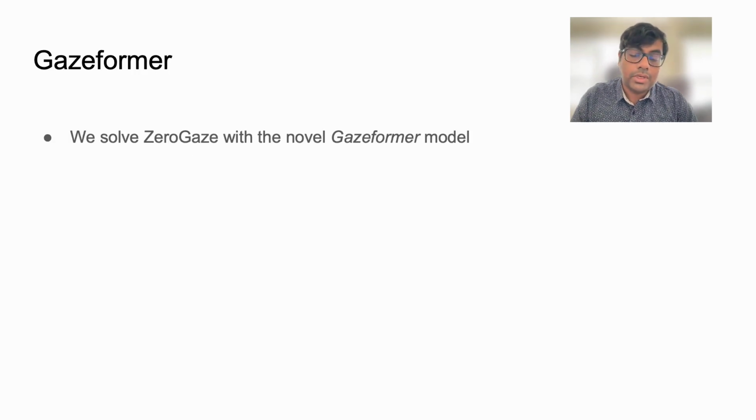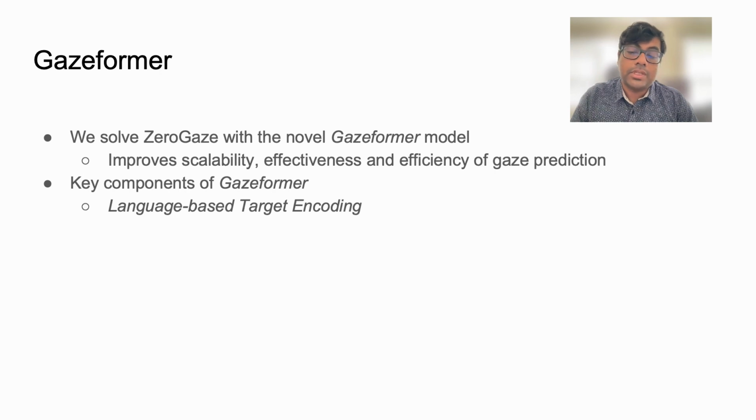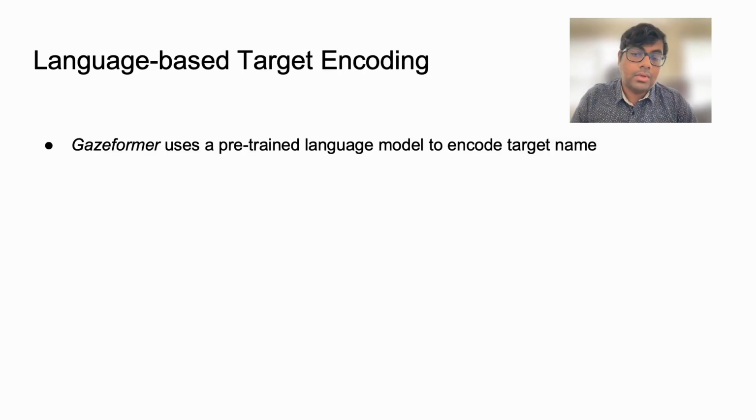In order to solve the zero gaze problem, we propose a novel Gazeformer model which improves scalability, accuracy, and efficiency of gaze prediction. There are three key components of Gazeformer: language-based target encoding, transformer encoder-decoder architecture, and fixation modeling in continuous image space. In contrast to previous detector-reliant approaches, Gazeformer uses a pre-trained language model to encode the target name.